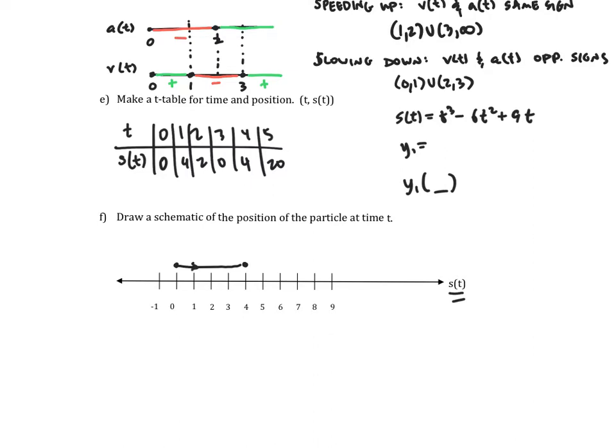To give it some direction, I'm just going to put some arrows on it. So this was 0, 0. This was 1, 4. And then the particle turns around and comes back to 2, 2. I'm going to put that point there, 2, 2. And then 3, 0. So the velocity from time 1 to 3 is negative.